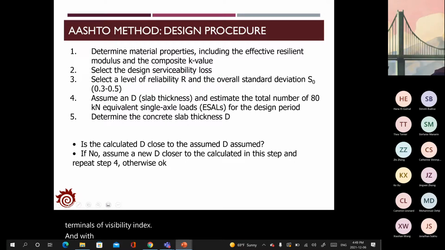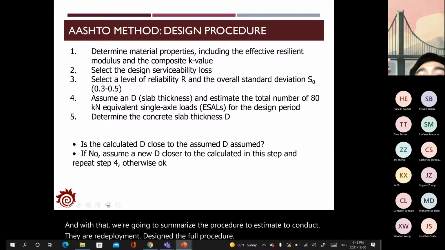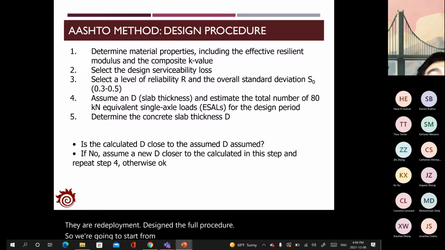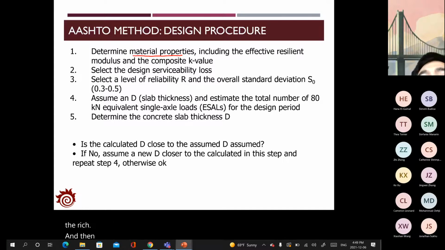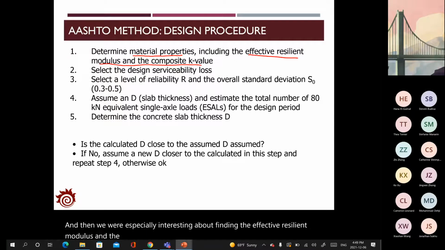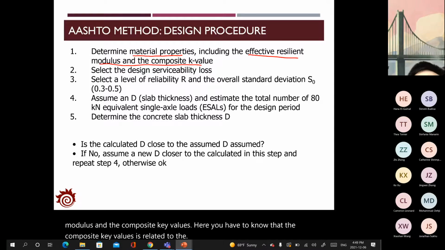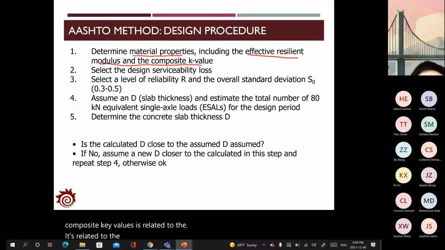With that, we're going to summarize the procedure to conduct the rigid pavement design, the full procedure. We're going to start from the material properties. For the rigid pavement, we are especially interested in finding the effective resilient modulus and the composite K values. Here you have to know that the composite K value is related to the thickness of the PCC slab.